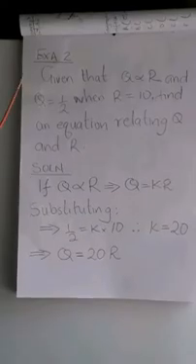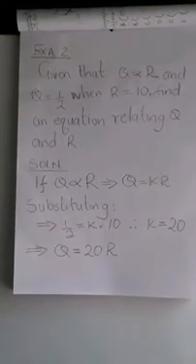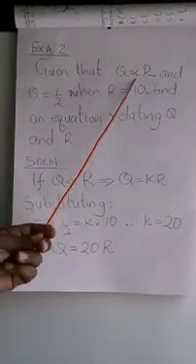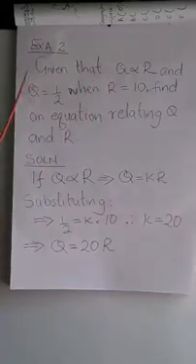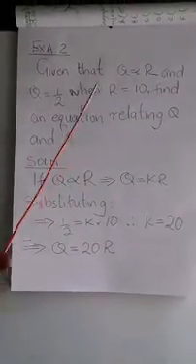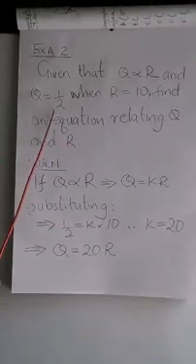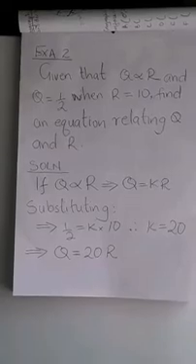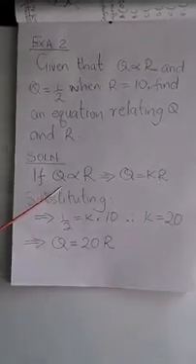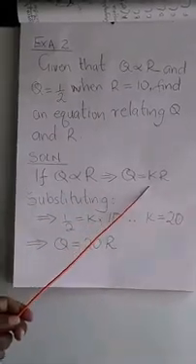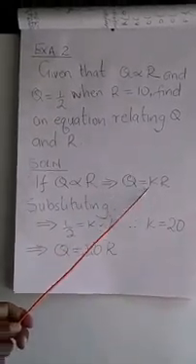All right, example number 2 on direct variation. Given that Q varies directly as R, they have not written the word varies, they have just given you a statement which you're supposed to interpret. And Q is a half when R is 10, find an equation relating Q and R. Now, if Q varies directly as R, then this implies, introducing a constant K, that Q equals KR.